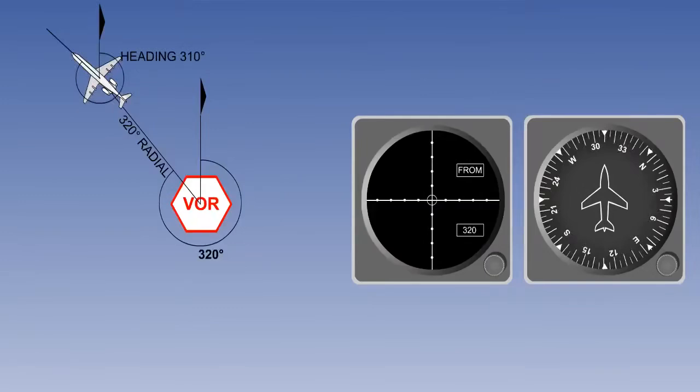However, if, while flying away from the VOR on the 320 radial, you experienced a drift to the right of track, you would know that there was a wind from the left, blowing you off course. You would need to alter your heading to the left in order to compensate for the drift. So your heading would not be 320, but some other figure, such as 310.